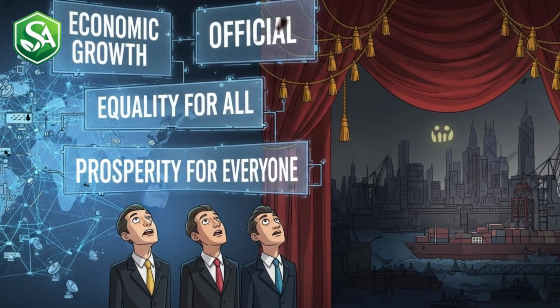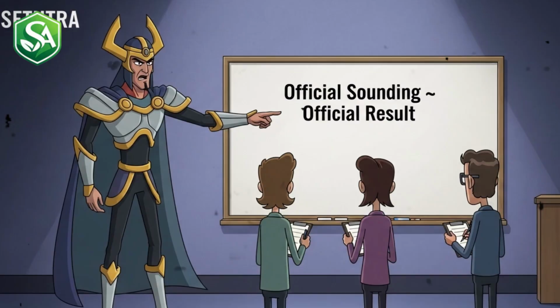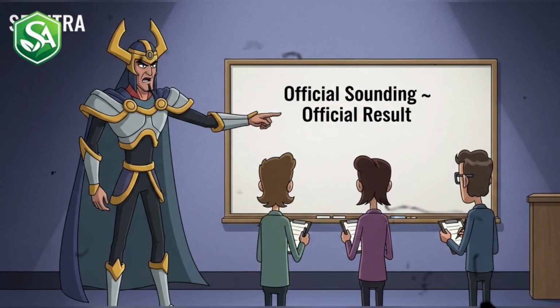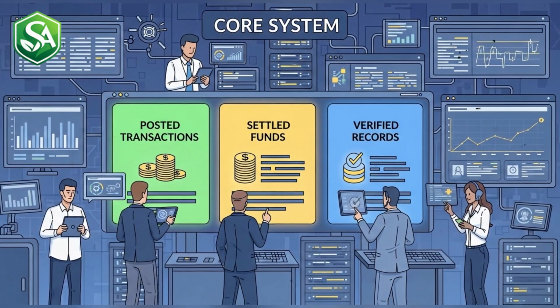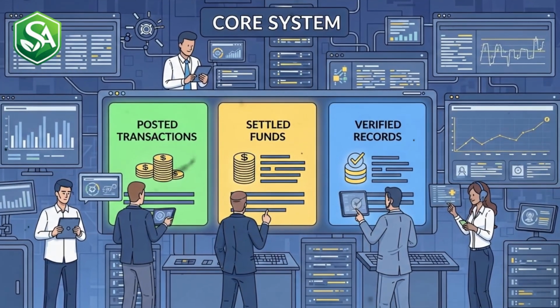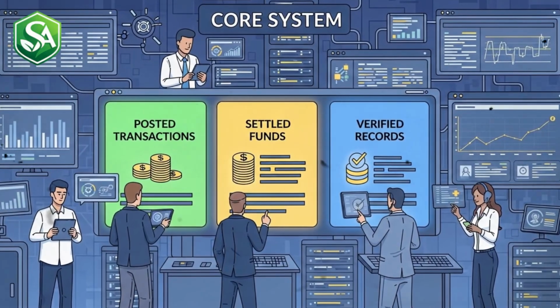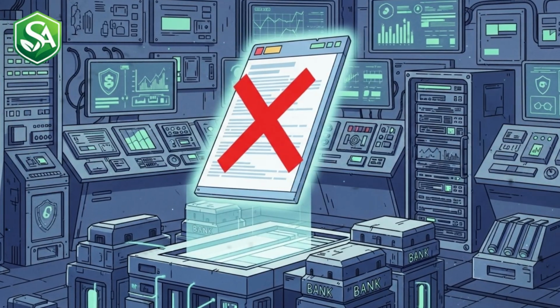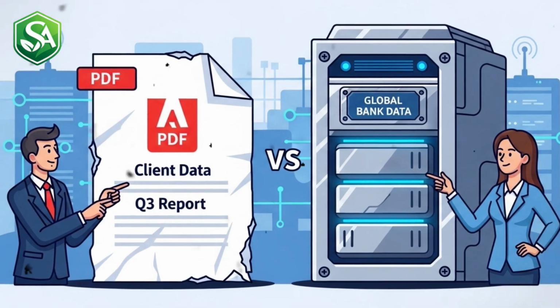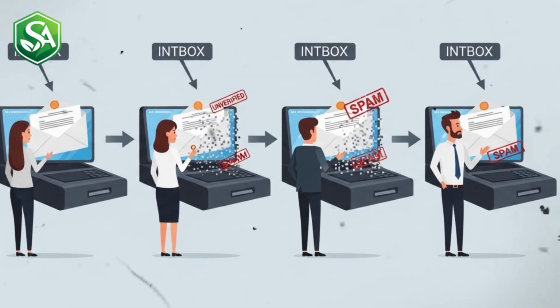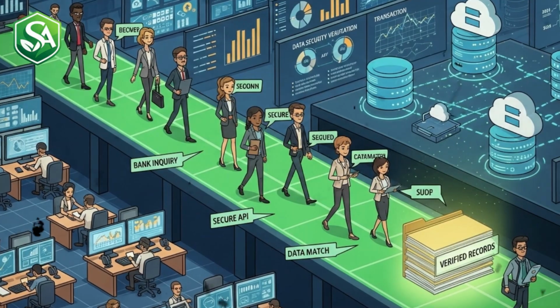Now, let's talk about the biggest misunderstanding in international business. People think official language equals official result. But banking is not about how official something sounds. Banking is about what has actually posted, settled, or been confirmed inside authorized systems. This is why screenshots are weak. This is why PDFs are weak. This is why forwarded emails are weak. And this is why direct bank confirmation matters.